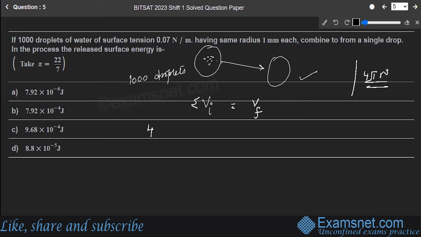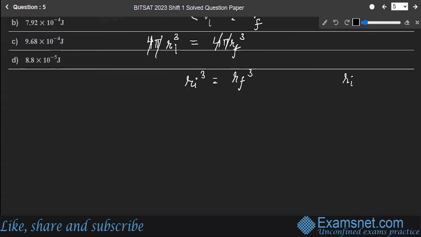So 4 pi r cubed: you have 4 pi r_i, that is the initial radius of the droplets, cubed, is equal to 4 pi r_f, the final radius of the droplet, cubed. 4 pi will cancel. You have r_i cube is equal to r_f cube. So here you are given the radius of each droplet is equal to 1 mm. So the initial radius is 1 mm, that is equal to 1 into 10 raised to power minus 3 meters.